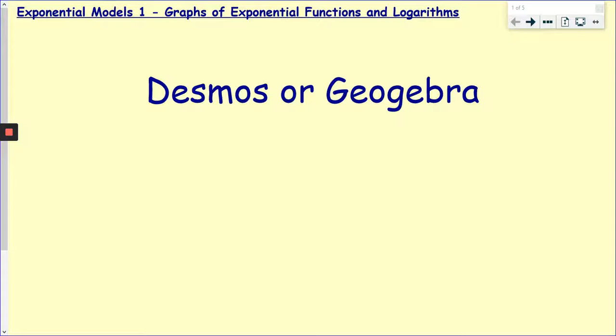First lesson on exponential models. We're going to be looking at graphs initially of exponential functions and logarithms. And to do that, the best thing you can do is use Desmos or GeoGebra. They both have apps for your phones. The internet browser versions are brilliant. Play around with it and it will help you so much.